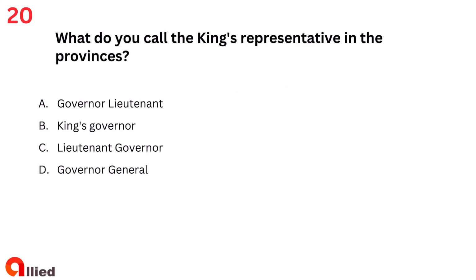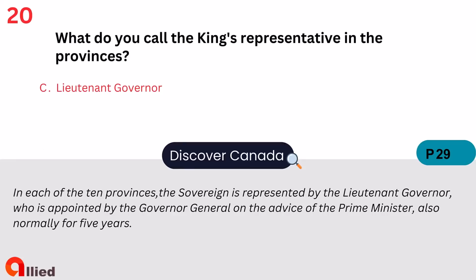Question 20. What do you call the King's representative in the provinces? A. Governor-Lieutenant. B. King's Governor. C. Lieutenant Governor. D. Governor-General. The answer is C. Lieutenant Governor.